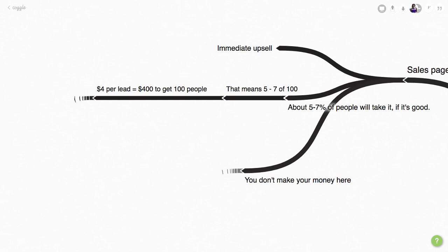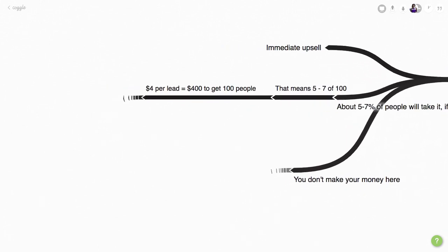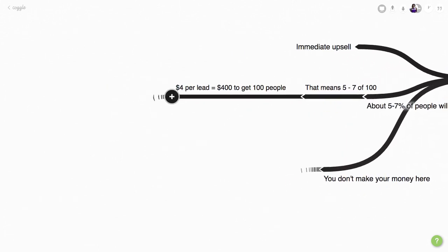Remember what we mentioned about leads. It could be an email address. It could be a name, email address, and phone number, whatever that means for you. If you're spending $4 per lead, that means in order to get those 100 people, it's going to cost you $400. This is where ads really get powerful when you know your numbers. And we're going to go into this a lot more on the final training in this series. But I just want to give you an idea of this.